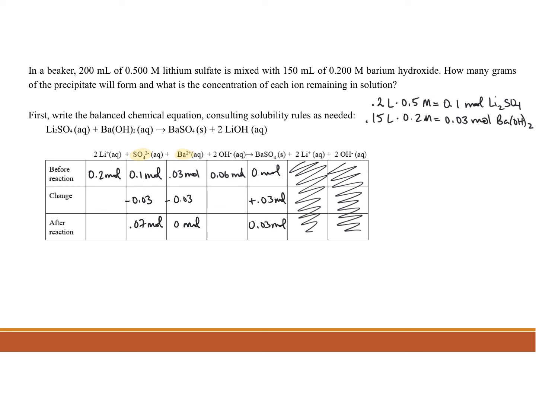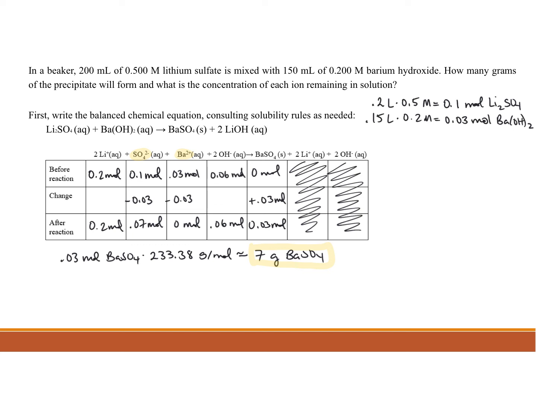Now, the spectator ions do not participate in the reaction. In the end, you're still going to have 0.2 moles of Li+ and 0.06 moles of the OH-. So go ahead and determine from that 0.03 moles of BaSO4 how many grams that is. Go ahead and pause the video and determine how many grams of BaSO4 are left in the end. You should have gotten 7 grams of BaSO4 precipitate that will form.